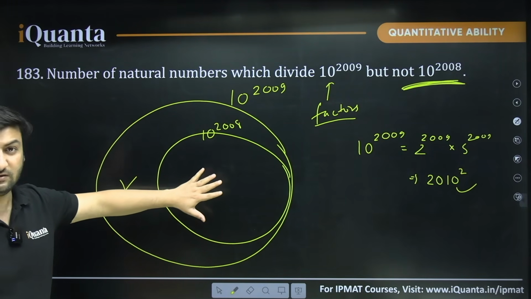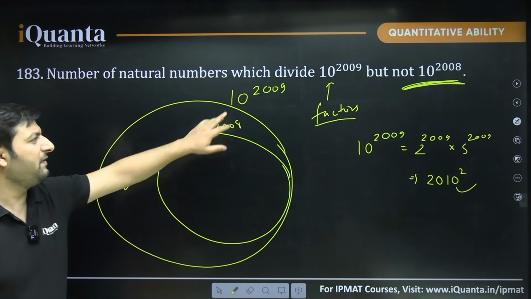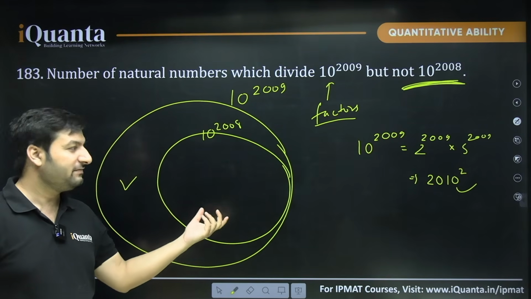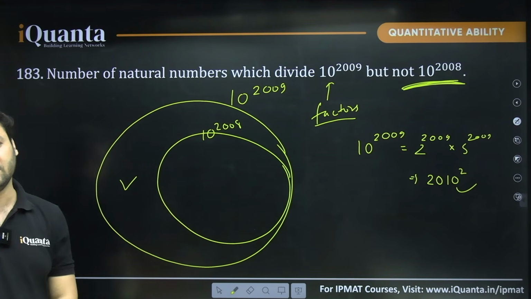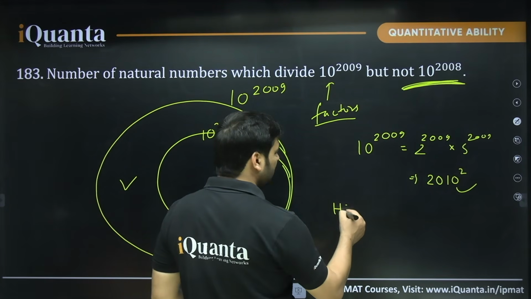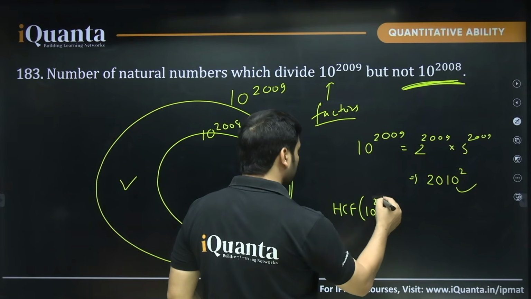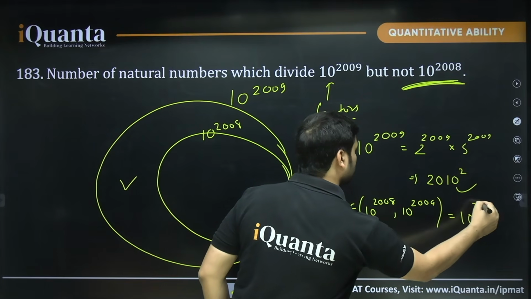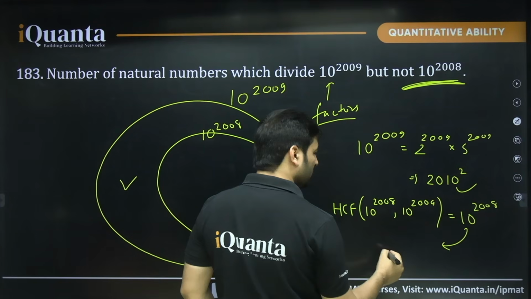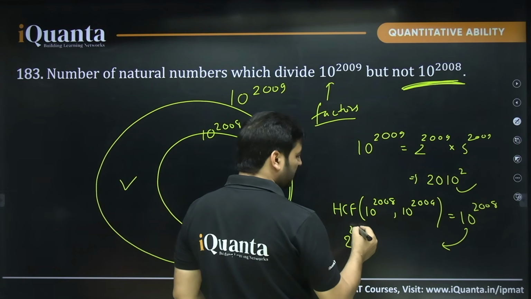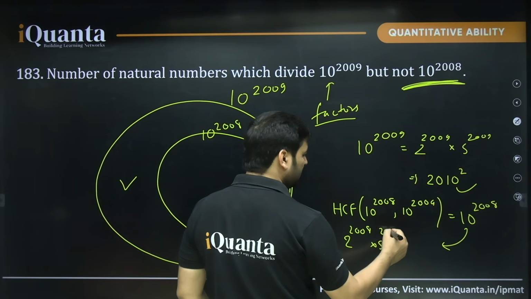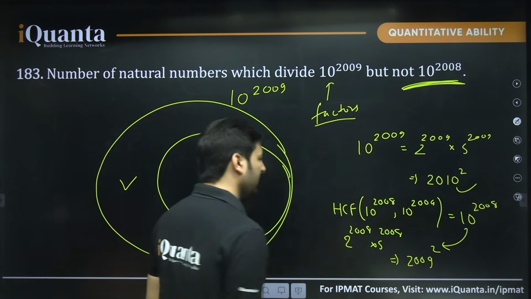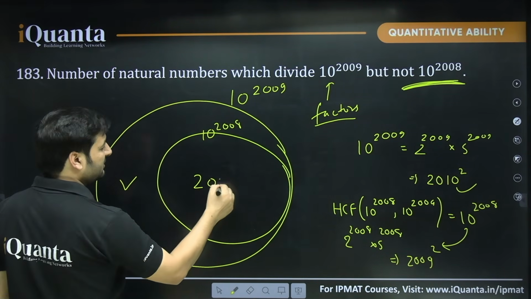What about this part? These are the common factors of 10^2009 and 10^2008. Common factors means they will be the factors of the HCF of 10^2009 and 10^2008. What will be the HCF? Obviously it is going to be 10^2008. How many factors will this have? The prime factorization will be 2^2008 into 5^2008. The total number of factors will be: increase the powers by 1 and multiply. So 2009 into 2009, that means 2009 squared.